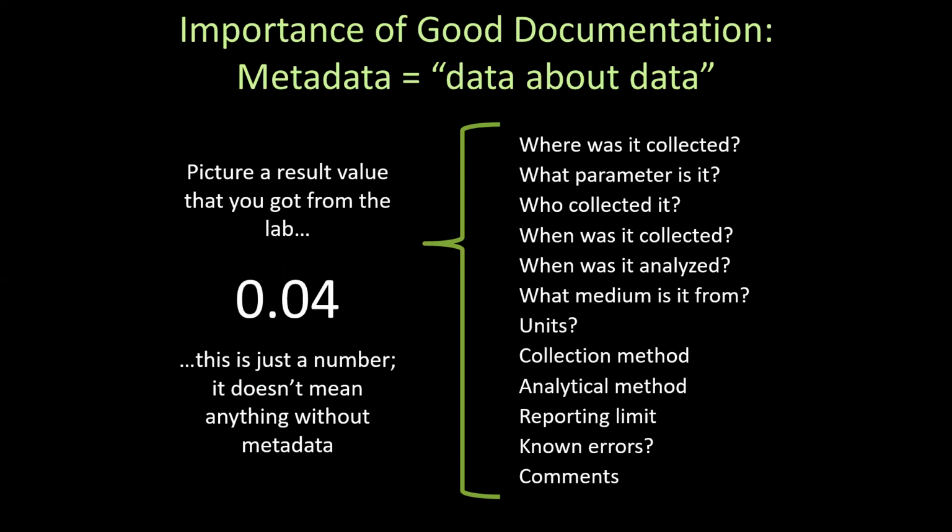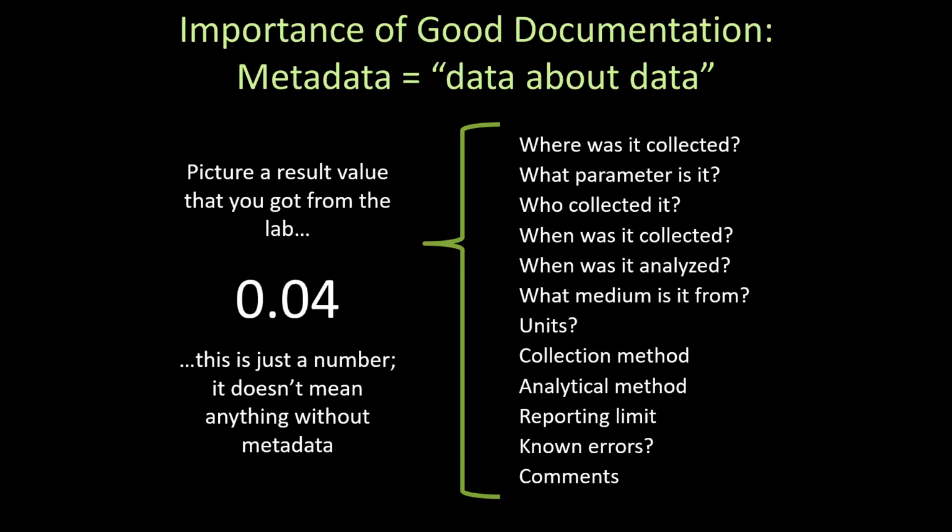Another thing to highlight with quality assurance and quality control measures is just the importance of good documentation. And metadata is one component of that. So metadata is data about data. So if you picture a result value that you get back from the lab, for example, this number 0.04. Well, this is just a number. It really doesn't mean anything unless it has all of its metadata accompanying the number itself.